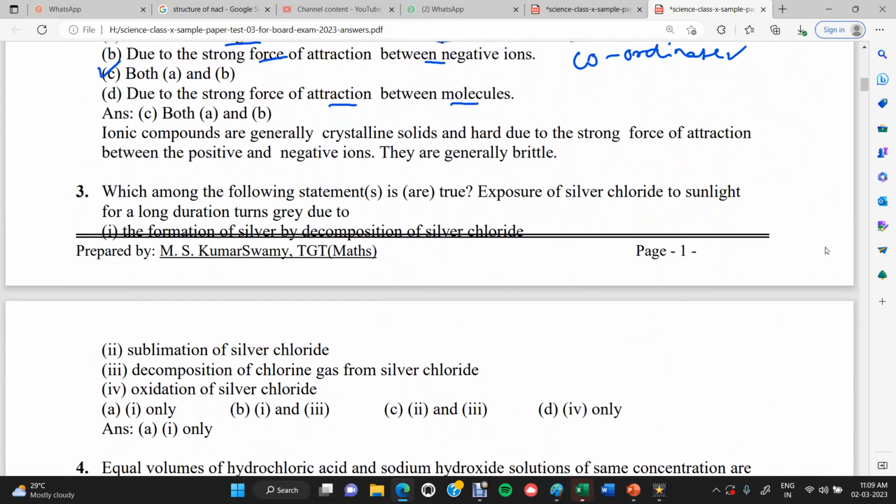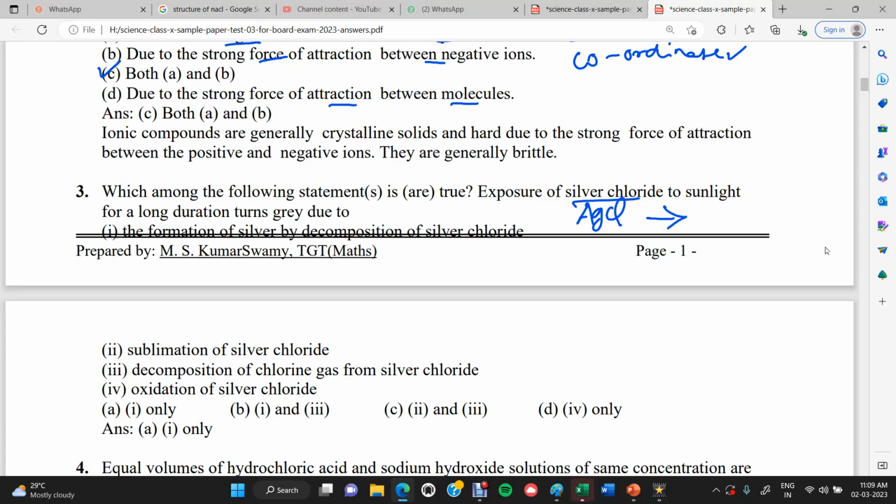Get it? So, which among the following statements are true? Exposure of silver chloride to sunlight for long duration turns gray due to... First, for this kind of questions, you have to write the formula. That is silver chloride, AgCl. What they say is this exposure of silver chloride turns gray in long duration.